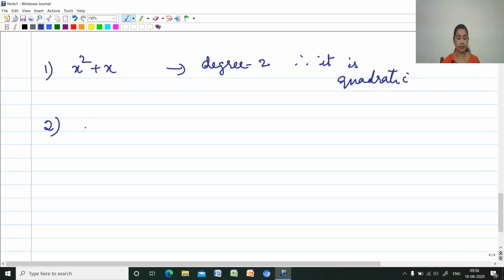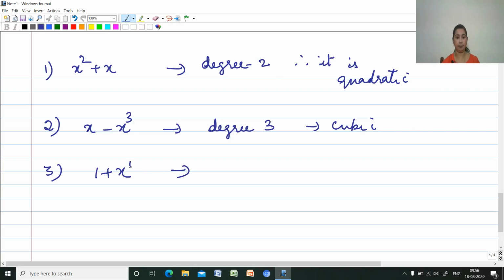Then next question, x minus x cube. Here the degree is 3. Therefore, it is cubic. Then the next one is 1 plus x. So here the power is 1. So the degree is 1. So that is linear.